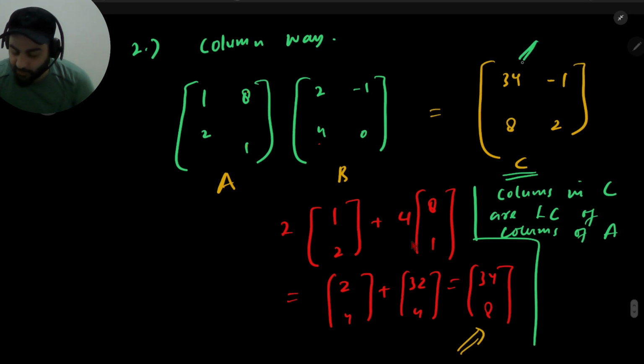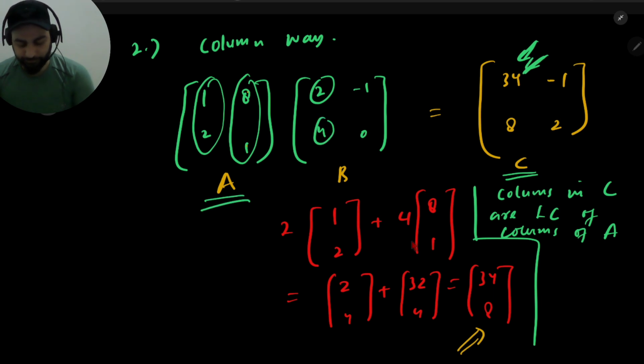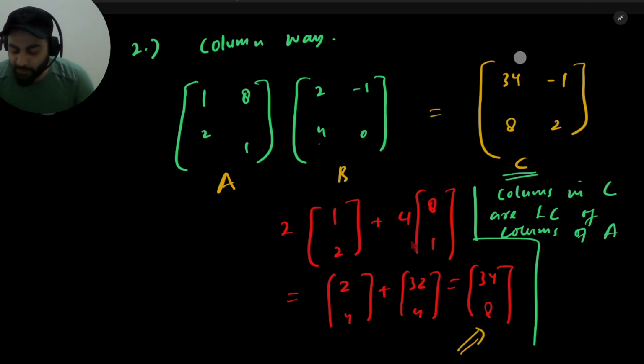Because if you see this column, this was just made out of these two columns, and the linear combination was taken. The first column was multiplied by 2 and the second column was multiplied by 4. So basically this column is a combination of the columns of A, if you see it this way. So I'll again reiterate: the columns of this matrix C are the linear combination of columns of A.